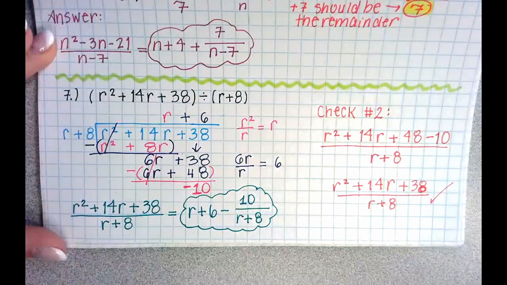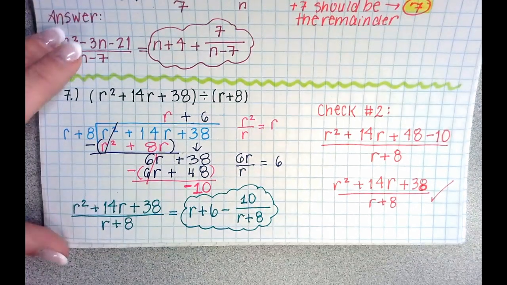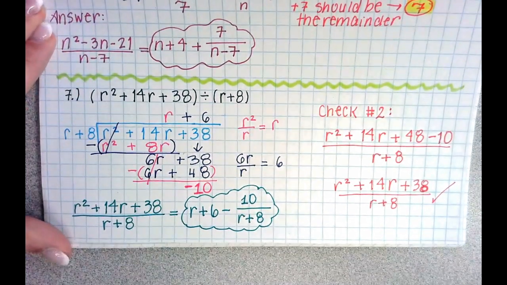So go ahead, do number 8 if you haven't already, or check it using one of these two methods. Maybe practice both of them. They're going to both be important further down the line. And then check out your number 9. And if it's good, again, fast forward to where you need to be.